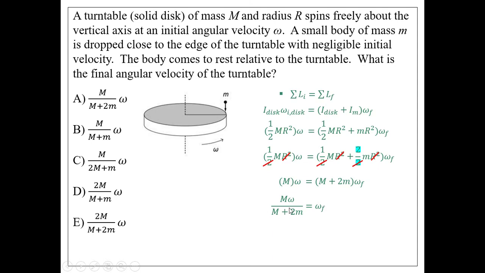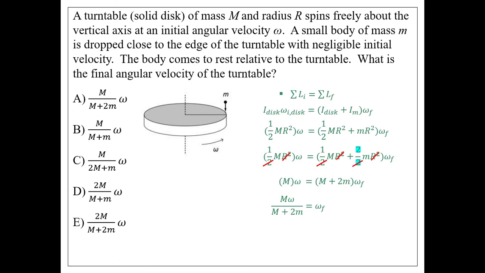You need a capital M omega on the top. So let's go ahead and find that. Well, A has an M omega, and B also has an M omega. C also has an M omega. I would not touch D and E because D has a 2, which doesn't match what we did. And then on the bottom, you need M plus 2m. So here M plus 2m would match choice A.